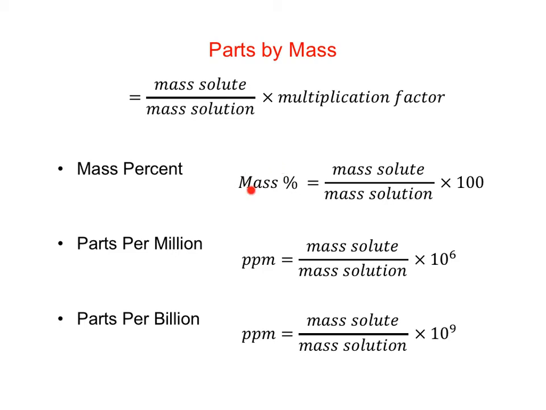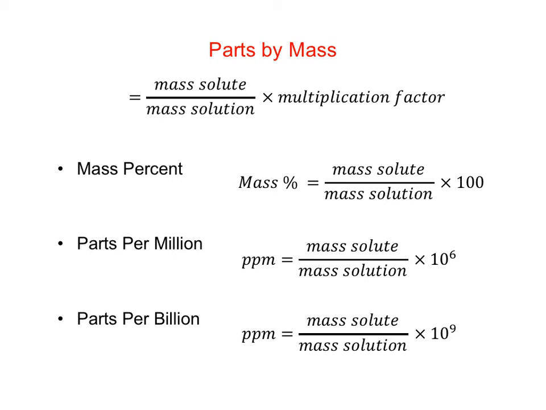So if I want a mass percent, then I use 100 as a multiplication factor. If I want parts per million or parts per billion, and these are very often used when we have really low concentrations, I just change the multiplication factor. So parts per million, I multiply by a million, 10 to the 6. Parts per billion, I multiply by a billion, or 10 to the 9th. And so, parts per million, parts per billion may seem a little bit weird at first, but they're really just mass percents, where instead of multiplying by 100, you multiply by a million or a billion.